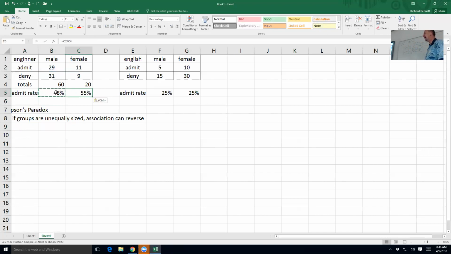And so when you break it down, especially when these are unequally sized groups. Now, part of the problem here is we've got 80 people in the engineering department. We've only got 60 people in the English department. And the problem is because the engineering department is so much bigger than the English department, you can get associations like this. Okay? So let me go back to this question again.